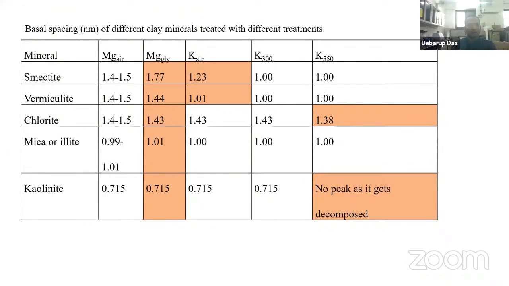So, C-axis spacing. Can you see this? This is the basal spacing or C-axis spacing. Can you see this table? Yes, sir. I am sharing a table. Okay. So this table is in nanometers. You either remember in nanometers or you remember in angstroms. You can convert between them. 1 nanometer is equal to how many angstroms? 10 angstrom.